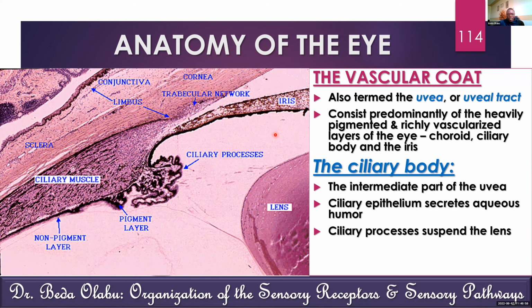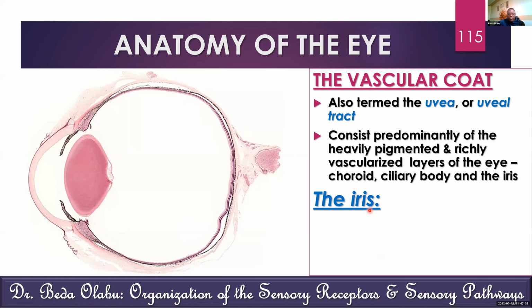Other than that, we can see that it has some processes that hold and anchor the lens. Those processes anchor the lens so that the muscles that the ciliary body contains, when they contract, regulate the shape of the lens. When the lens flattens, you're able to see far, and when the lens bulges, you're able to see near objects. So basically, the ciliary body regulates the lens, and that is important in focusing. The third component of the vascular coat is the iris.